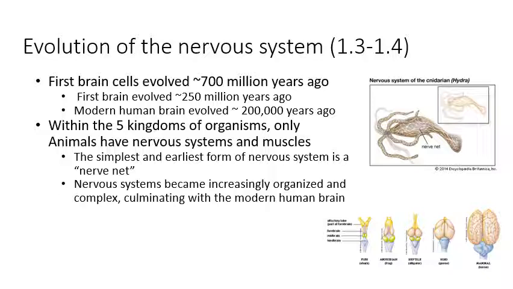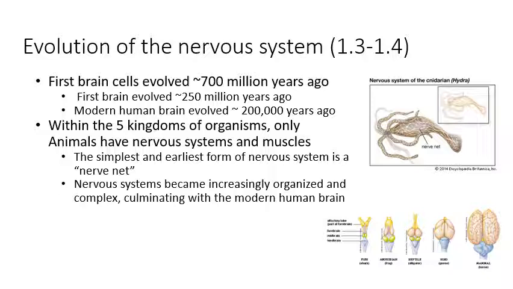Within the 5 kingdoms of organisms that you might remember from biology classes, only animals have nervous systems and muscles. So when we talk about the nervous system, we're talking only about animals. The simplest and earliest form of the nervous system was called the nerve net, and there are very simple organisms that still exist today that have a nerve net, which is essentially just a loose connection of nerve cells throughout the body. So no centralized brain, just this net of neurons throughout the body.